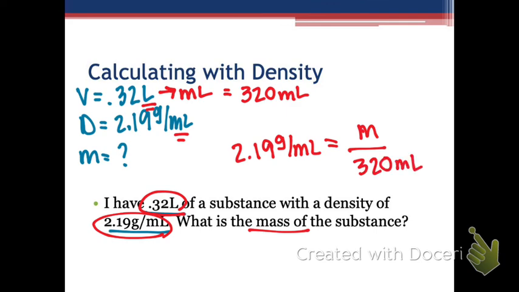So how do I solve for mass now? How can I get m by itself in the numerator? Yeah, what do we think? Multiply by 320 on both sides. Do we need to do anything else? It's just that. Okay, so to get m by itself, I'm just going to multiply by 320. And that gives me a mass of 700.8 grams.